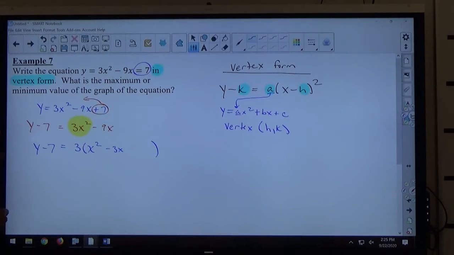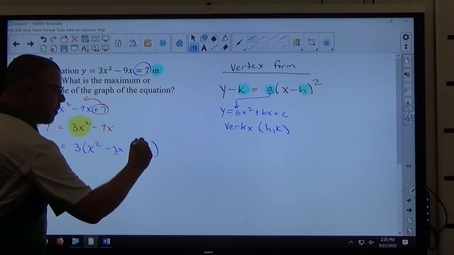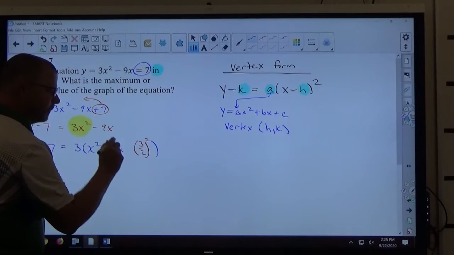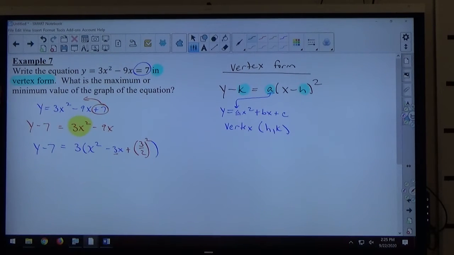Now, we're completing the square. Same completing the square we've been doing this whole section. We're going to take half of b, which is 3 halves, and we're going to square it. It's always plus. Okay. This is the weird part.